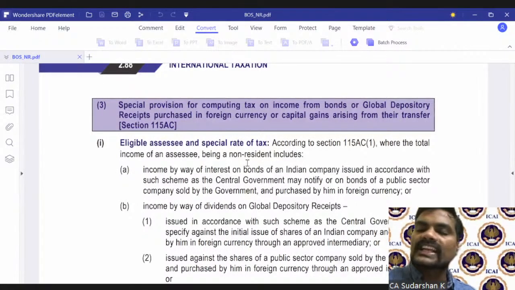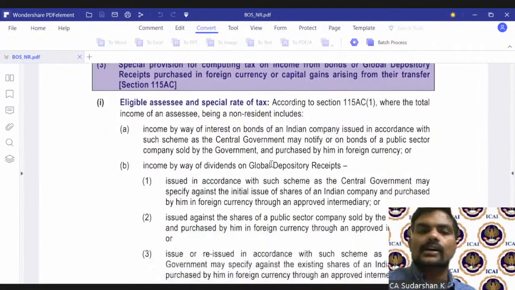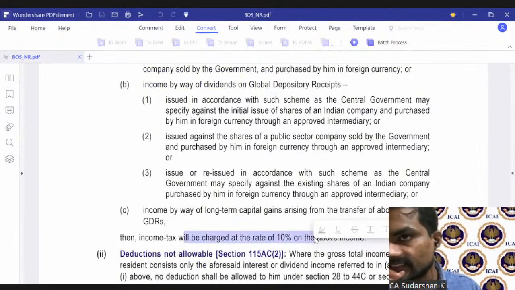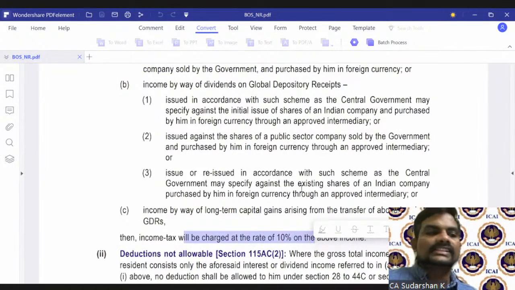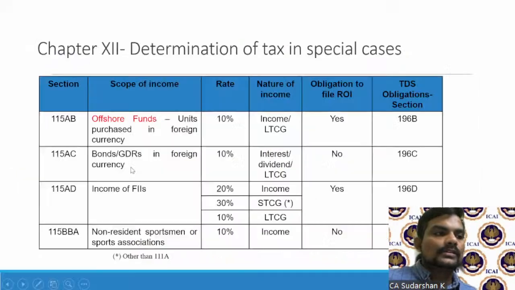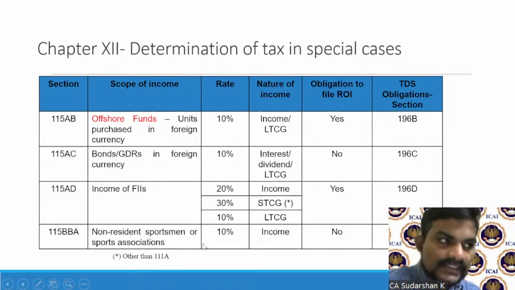So 115AC says, if you get your income from a GDR or bond, then your income tax will only be 10%. No other deductions are allowable, no indexation, etc. So you don't need to file; even a return of income is not required. And the relevant person who is making the payment will do the TDS obligation under 196C. Now, next one. This is very important.